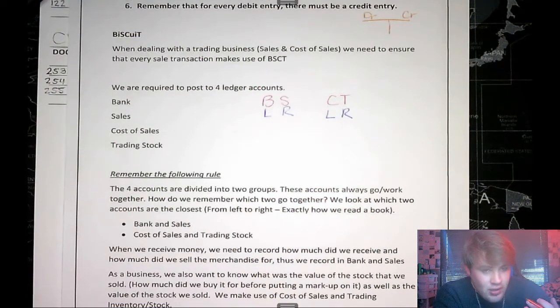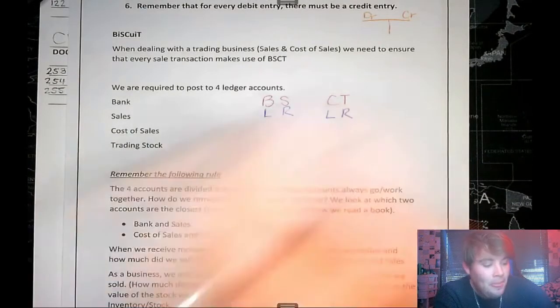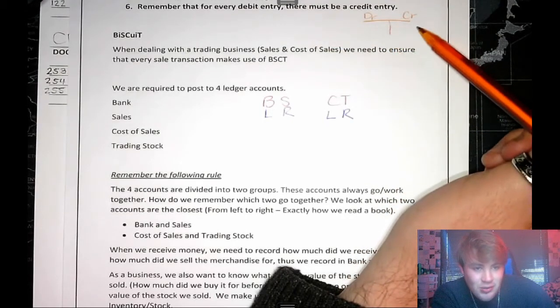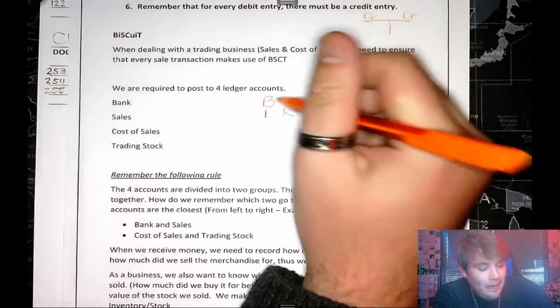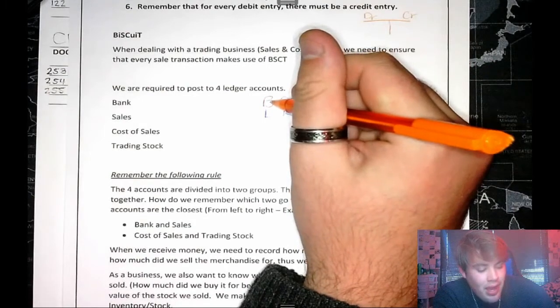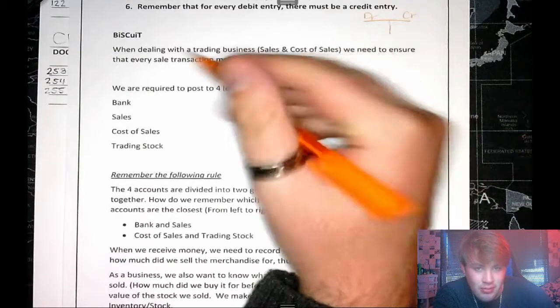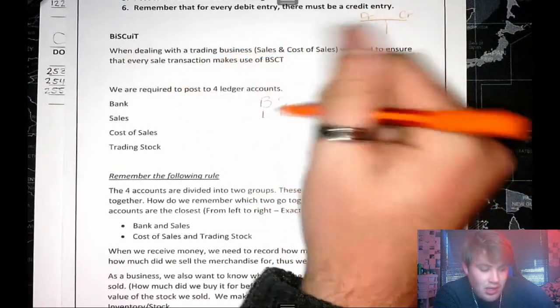How do we know which one is debited and which one is credited? Here's a little trick to remember. The debit side is always on the left and the credit side is always on the right, right? So therefore bank is the first word that appears, and it appears on the left hand side, when we take the 2 accounts.